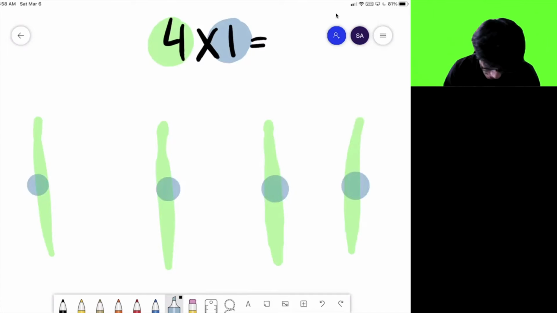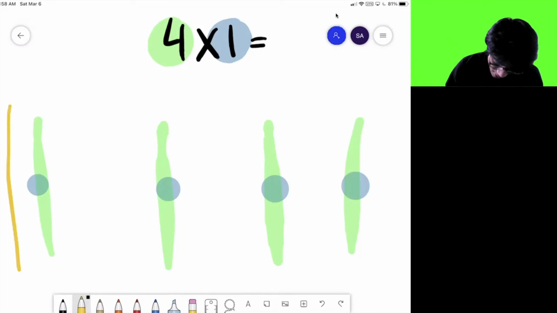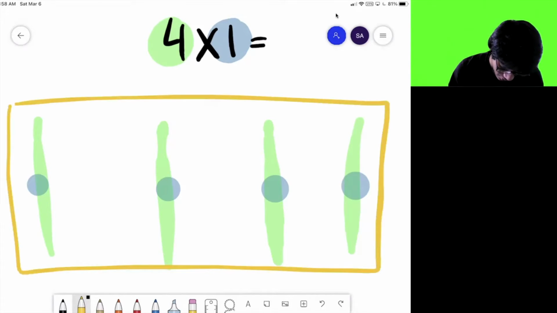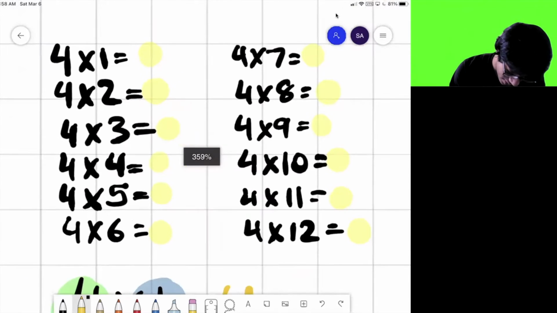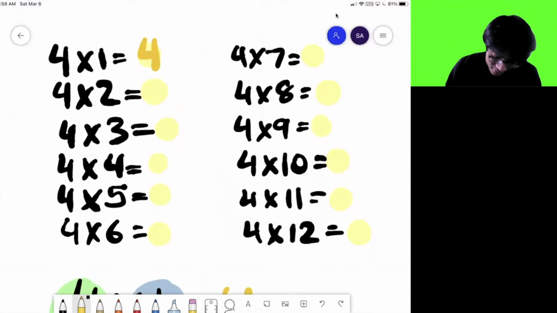Now count up how many dots in the whole shebang. We have 1, 2, 3, 4 dots. So 4 times 1 is 4. And it's as simple as that. And now we can go up and write that back down in our table. 4 times 1 is 4.